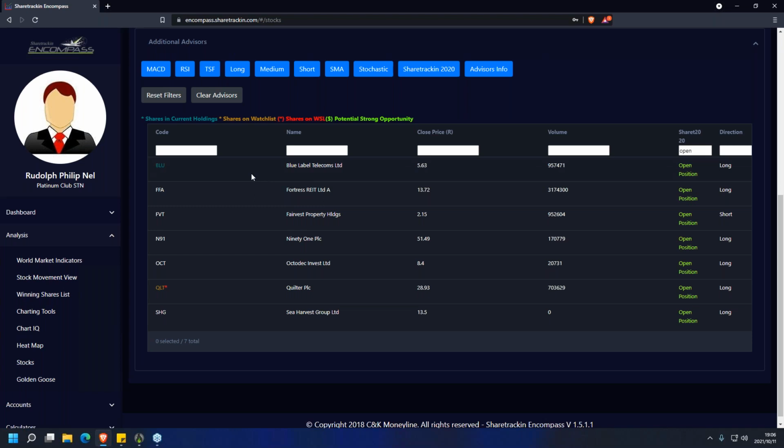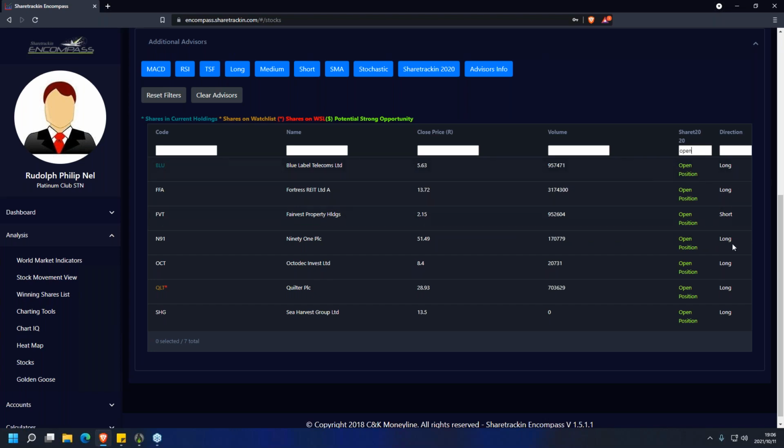Now, we'll see here that we've got Blue Label Telecoms, which is giving us a long, and then also we've got FFA Fortress REIT also giving us a long, but then we've got one share in between, FVT, that's giving us a short. Okay, but we'll go through both the long and the short.